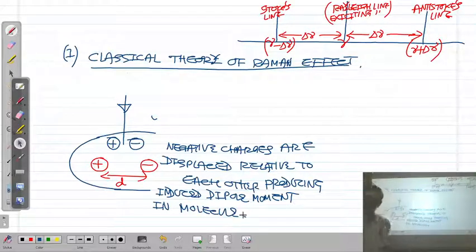So when the center of positive charge and negative charge of the molecule are displaced relative to each other, that produces an induced dipole moment in the molecule. We can say that this phenomenon of the induction of dipole moment in the molecule when you incident the light is called polarization. So we can say that the molecule is now polarized. Okay, so the molecule is then said to be polarized.